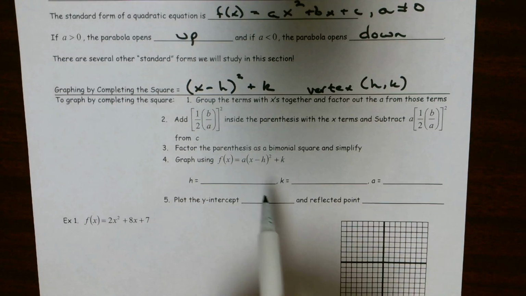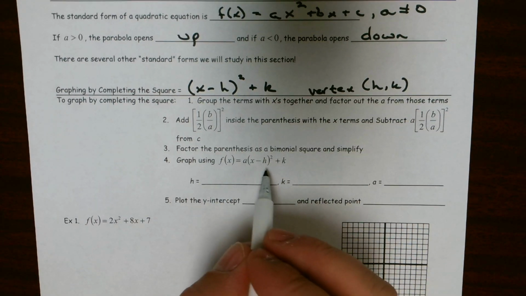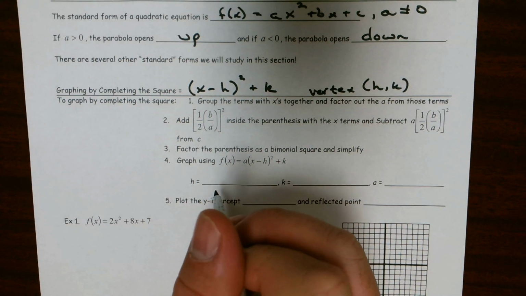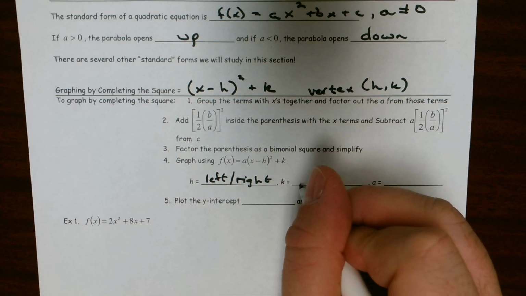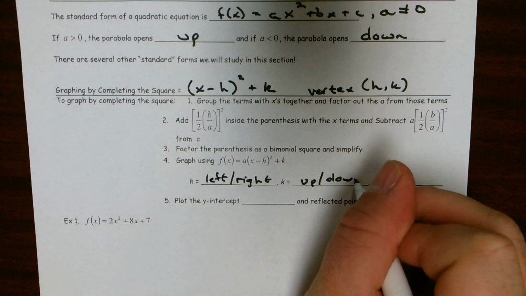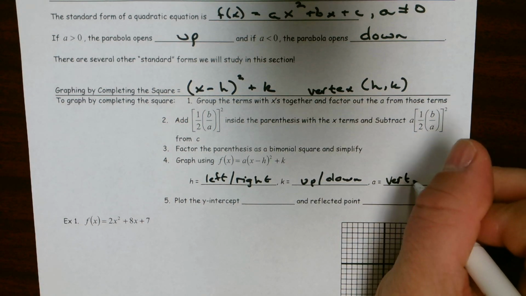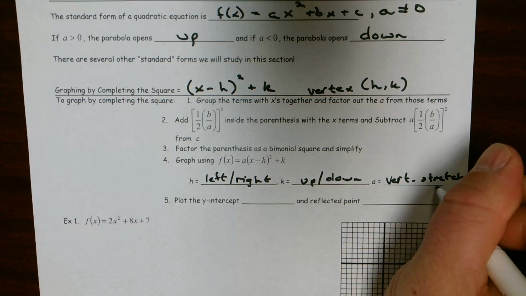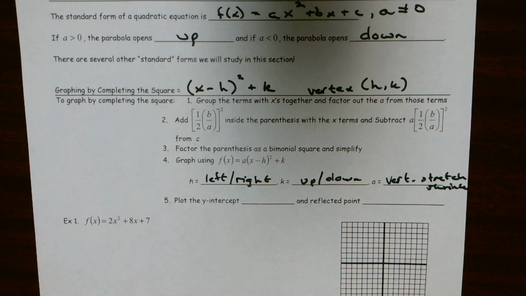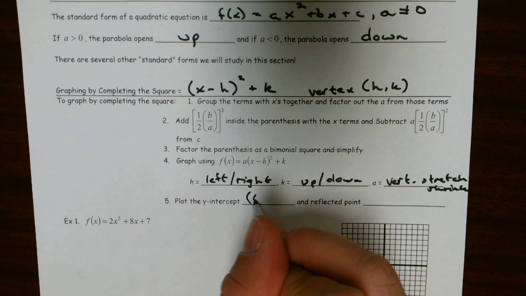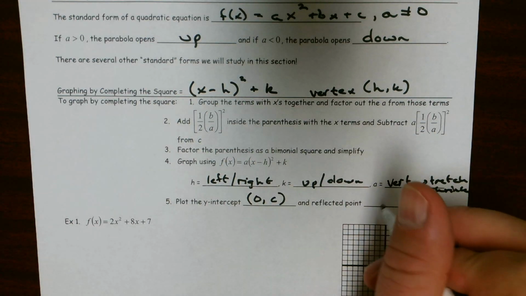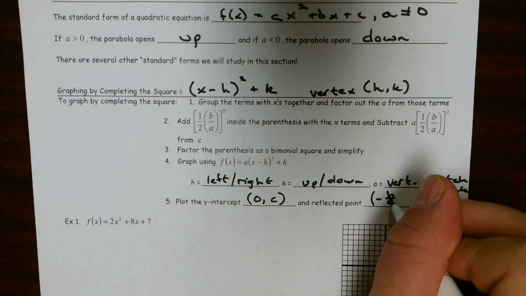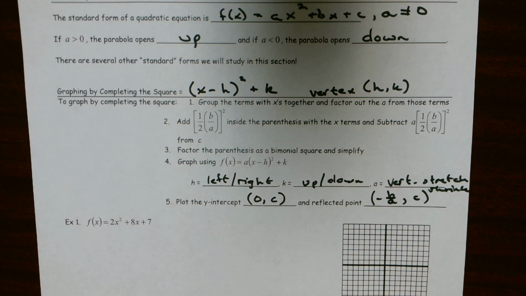So anyways, when we get it back into this general form, the h is going to tell us the left or right shift. The k is going to tell us whether to go up or down. And as a refresher from previous notes, the a is going to tell us the vertical stretch or shrink. Okay, could be a shrink. All right, so once we have that, we're going to plot the y-intercept at (0, whatever). And then we're going to reflect a point over the axis of symmetry, and we'll be good to go. Okay, so we're going to practice that right now.